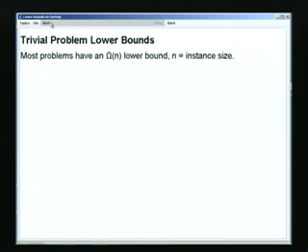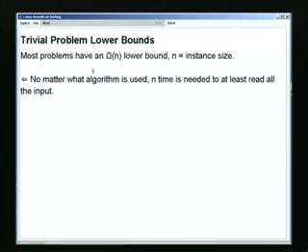Here are some trivial lower bounds that we can prove. Most problems have an omega of n lower bound, where n is the instance size. I say this is trivial because no matter what algorithm is used, the algorithm at least has to read all the input. The input has length n, and therefore, omega of n time has to be taken. So, in that sense there is nothing clever about this, and it by and large applies to every problem. There could be some problems where it may not apply, but those are probably not very interesting problems.